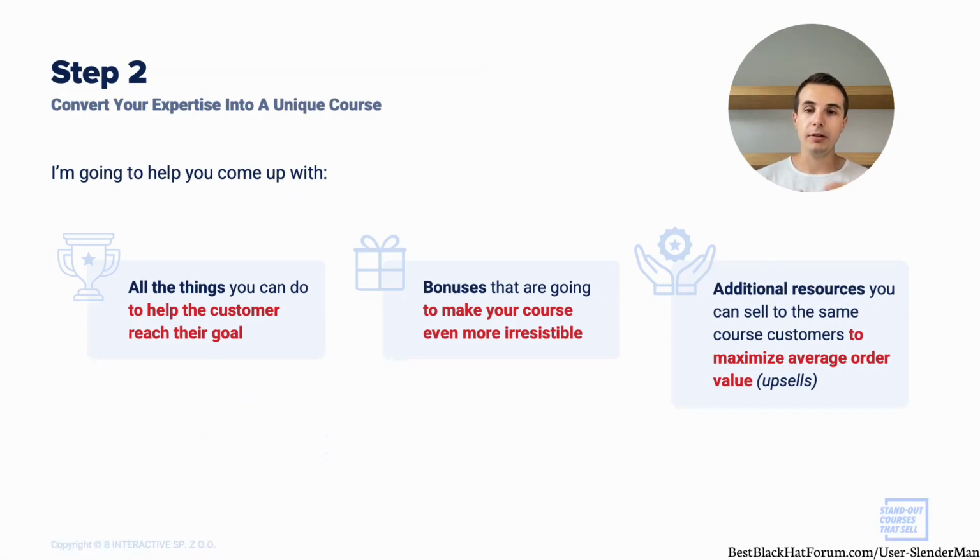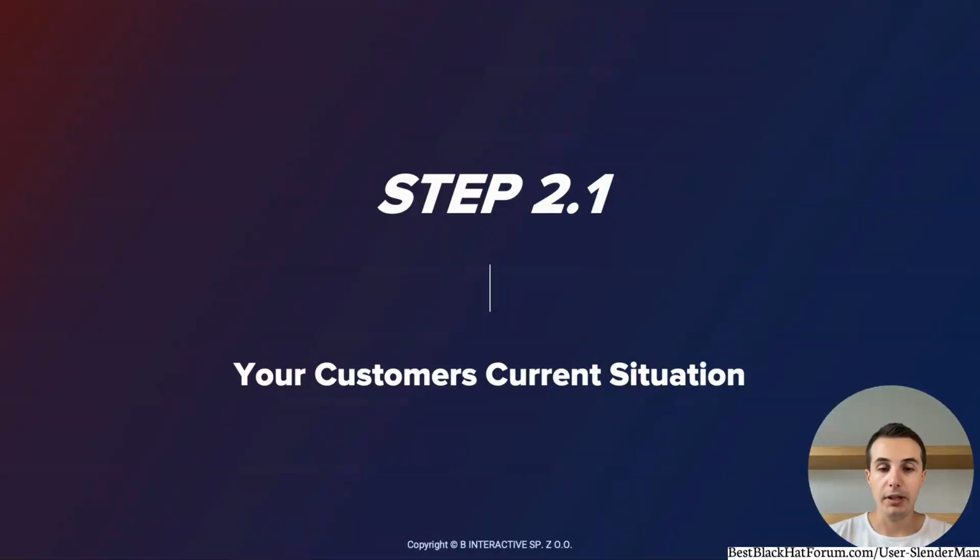All we're focusing on until your course idea is validated is just coming up with the structure of the course, meaning the things that you would actually sell if you were going to go and create the course. So before then, I'm going to help you come up with all of the things that you can do in order to help the customer reach their goal, all of your bonuses that are going to make your course even more irresistible, and any additional resources that you can sell to the same customers to maximize your average order value through upsells. So let's proceed to step 2.1, which is going to be identifying your customer's current situation.